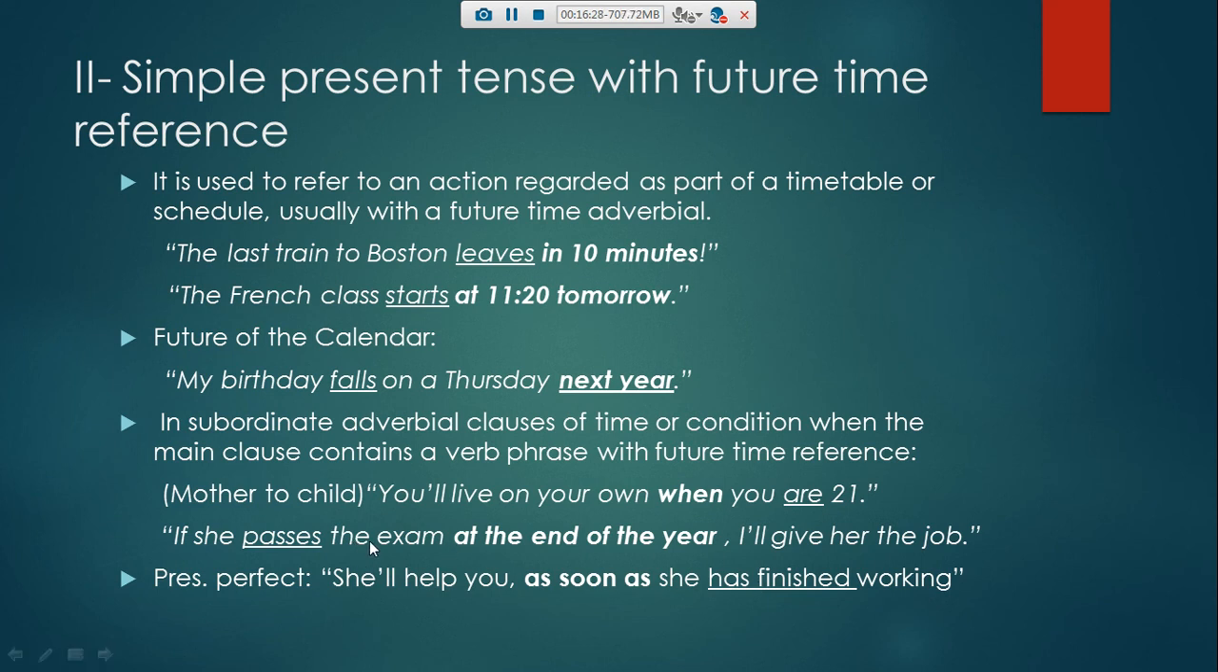Well, and in this example, we can see an example of an adverbial clause of condition. If she passes the exam at the end of the year, so simple present tense with future time reference, I'll give her the job.